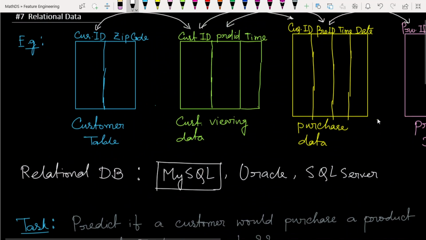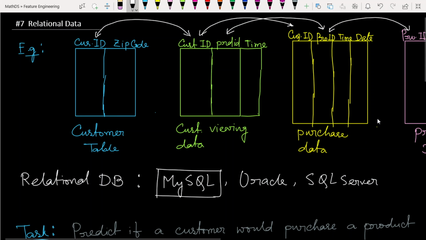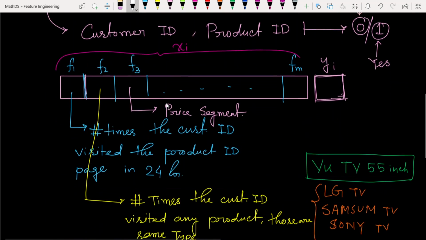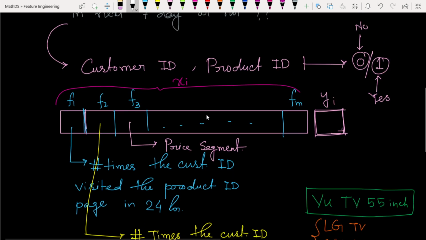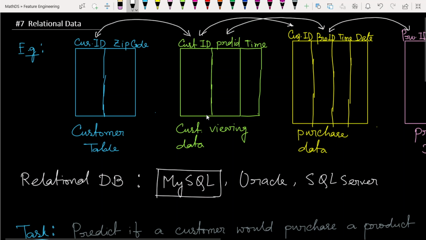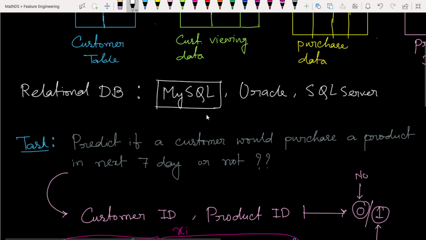So this relational format of the database simply uses this type of concept. Using this kind of feature concept, we will convert these features into a vector, and using this vector we will apply machine learning algorithms. I think you got the point in this video, how this relational data helps us build our feature vector.